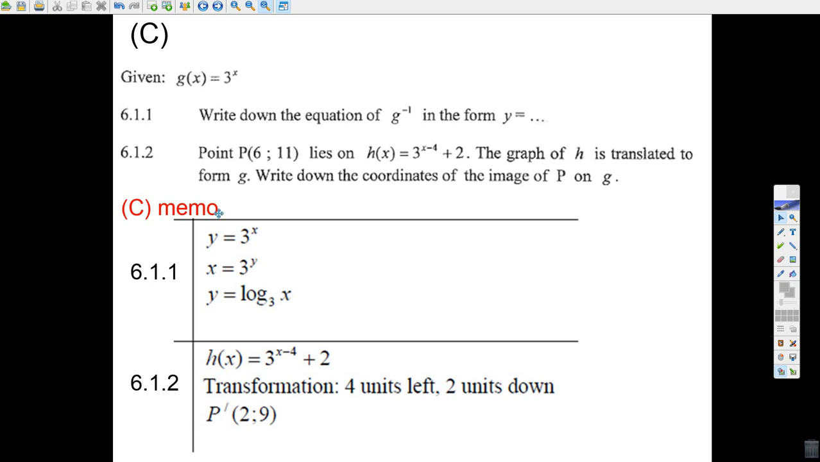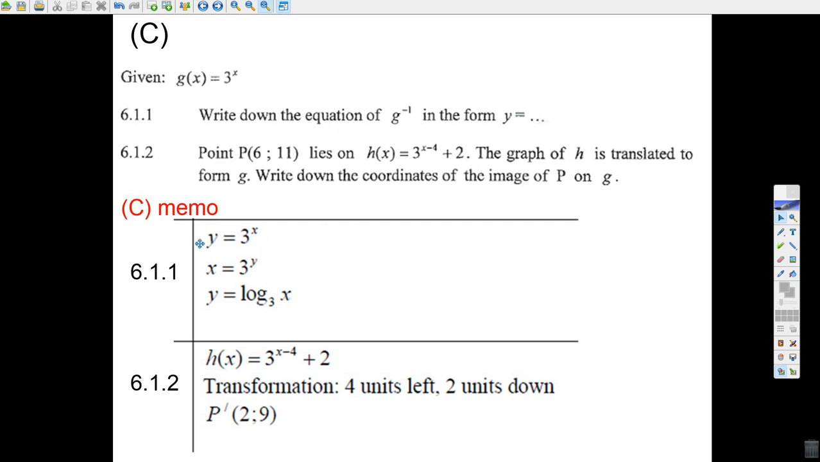Here's the third question in our inverse function workshop. And let's just do it. Here it is. g of x is equal to 3 to the x power. Write down the equation of the inverse of g in the form y equals.